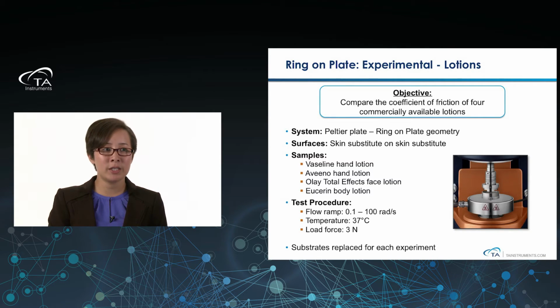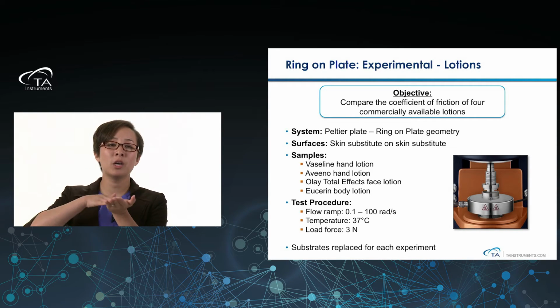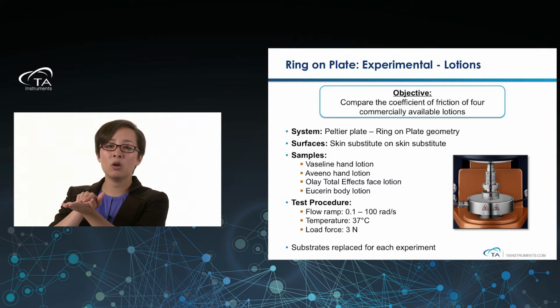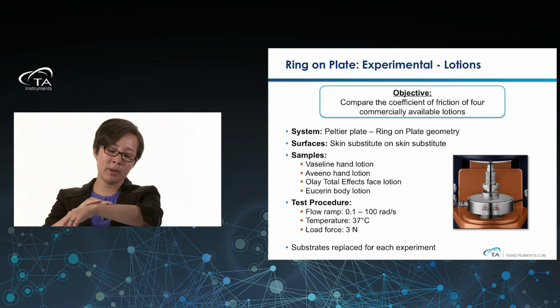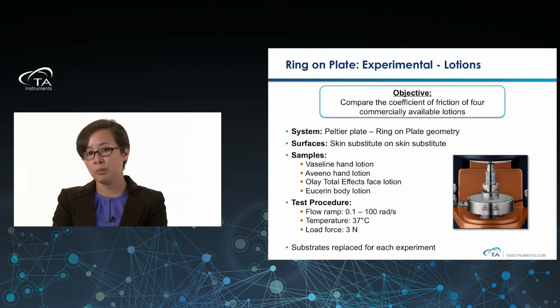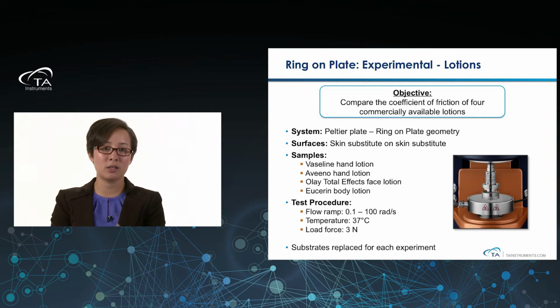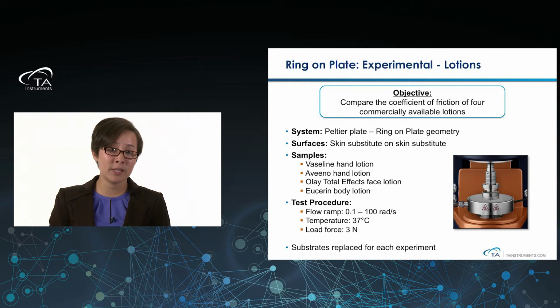The test procedure was a simple flow ramp from 0.1 to 100 radians per second. So our surfaces start moving slowly and then gain speed as they slide past one another. The load force is 3 newtons because we want to simply mimic how much force an average user would be applying when pushing their hand to their arm or their leg. One thing to note is that this is a destructive type of test because we're pushing these surfaces in contact with one another. So it's really good to change out the substrates for each experiment, and we would be replacing the skin substitute after each experiment.